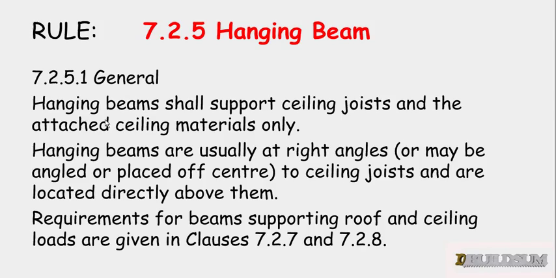So rule 7.2.5.1 says that hanging beams shall support ceiling joists and the attached ceiling materials only. Hanging beams are usually at right angles or may be angled or placed off center to ceiling joists and are located directly above them. Requirements for beams supporting roof and ceiling loads are given in clauses 7.2.7 and 7.2.8. Okay, so that'll start looking at strutting beams and counter beams, etc.